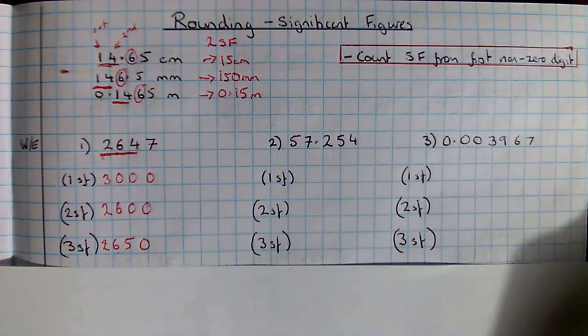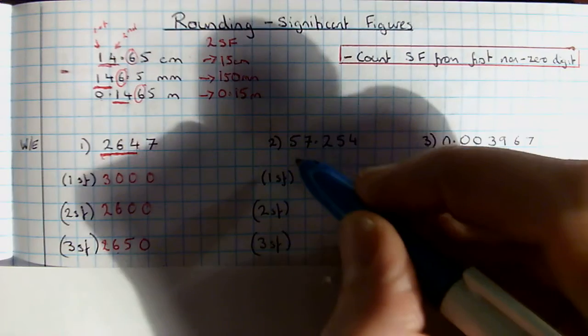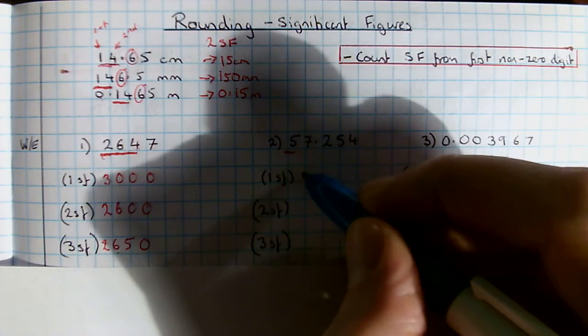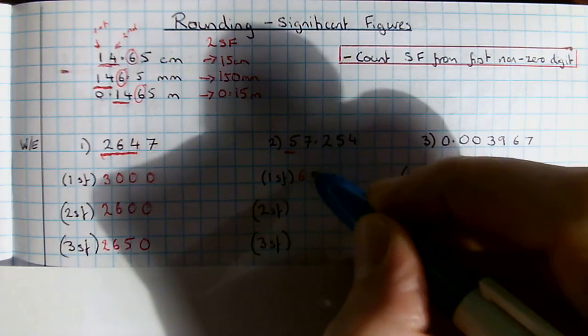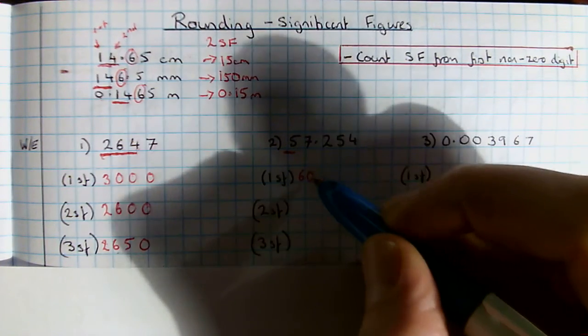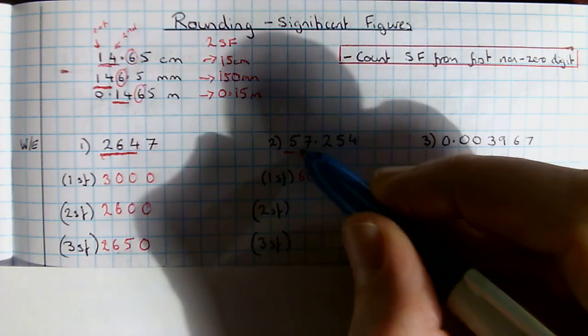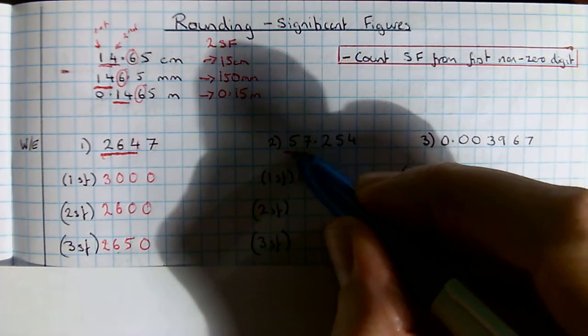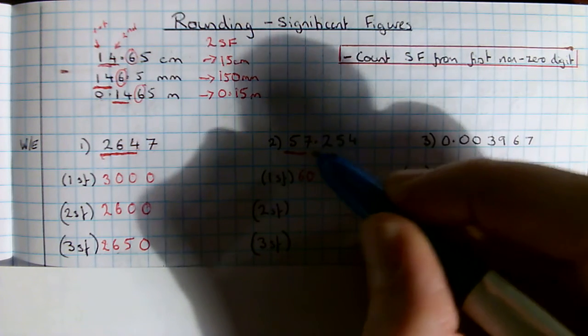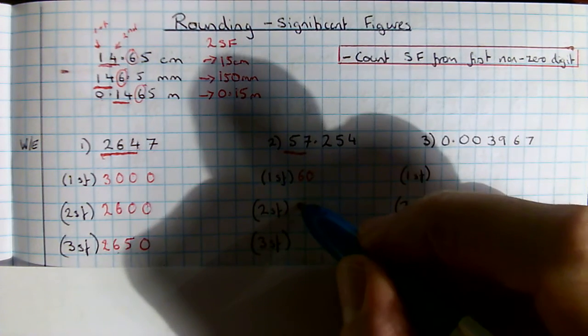57.254. So again, rounding to 1 significant figure. The 7 is going to push the 5 up to a 6, and I need to put in a 0 because it was 50, so it needs to go up to 60, not just 6. Next time, underlining my first 2, I've got 57.2. The 2 is smaller than 5, so it doesn't push up the 57, so that remains the same.